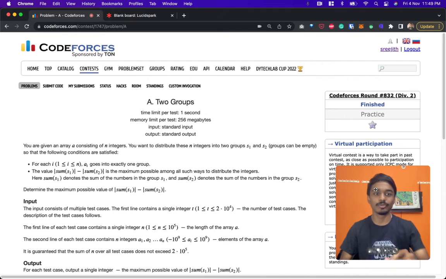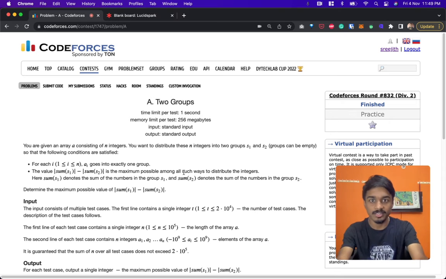Hi everyone, this is Codeforces Round 832 Day 2, and this is the first problem, Two Groups. So let's understand the problem. They are telling that you are given an array A consisting of n integers. You want to distribute the n integers into two groups S1 and S2. Each of the groups can be empty.